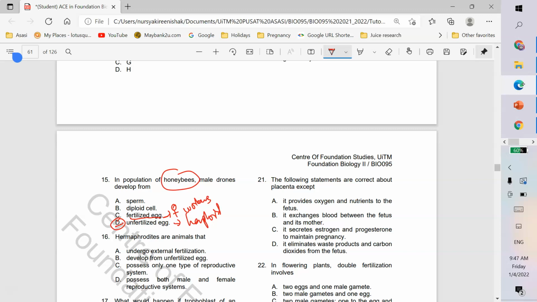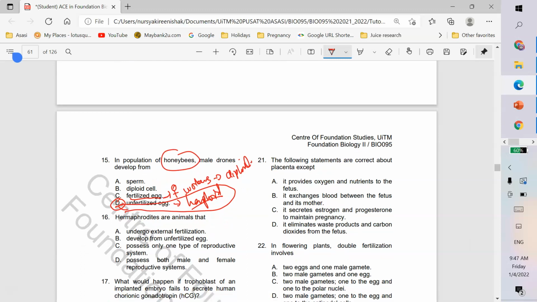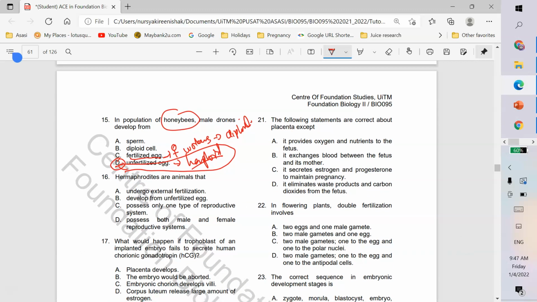Okay, kalau sexual berlaku normal fertilization. Tapi kalau asexual dia adalah parthenogenesis. Okay, parthenogenesis yang melibatkan yang ni. Okay, unfertilized egg develop into a male drone tu. Okay, so kalau workers ni dah obviously dalam keadaan diploid. Boleh faham Alice? Faham, madam. Thank you, madam. Alright. Okay, 16.